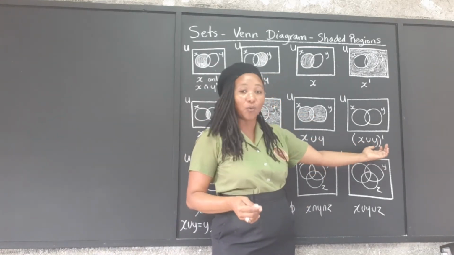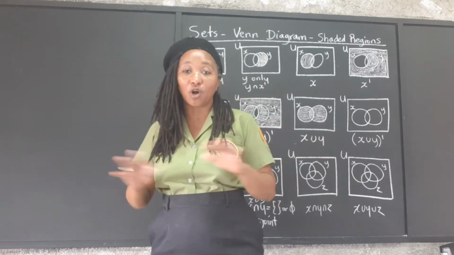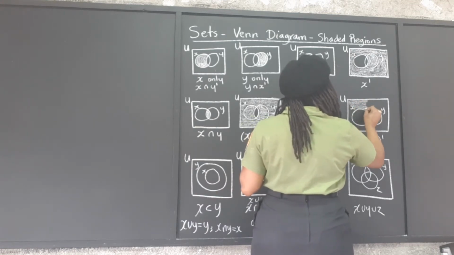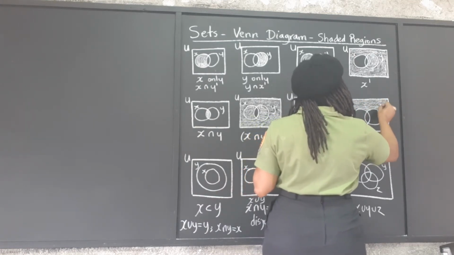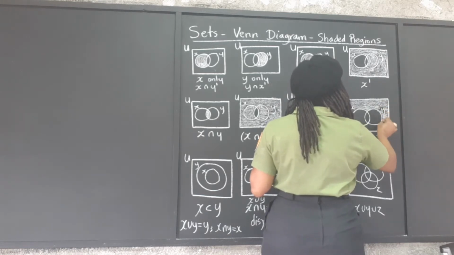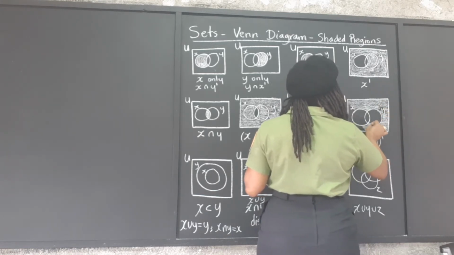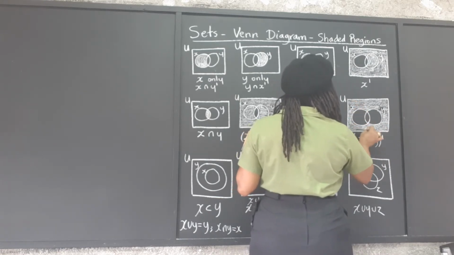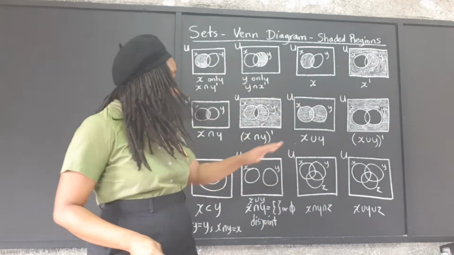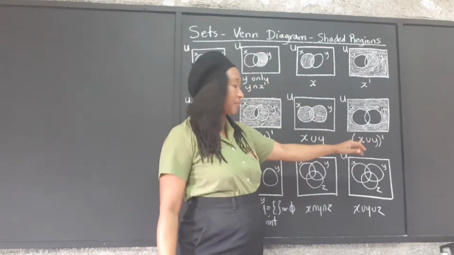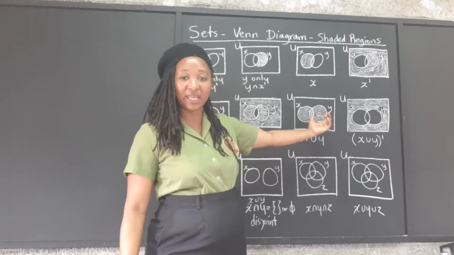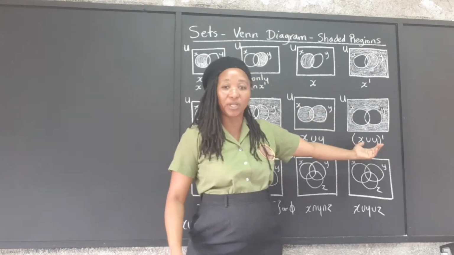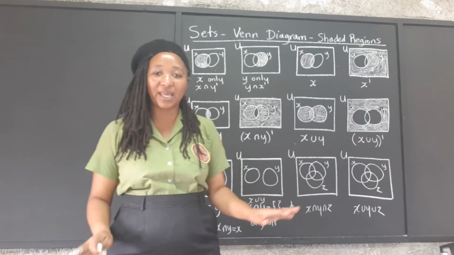Bracket X union Y complement. So what's not in X or Y? What's not in X or Y? So that's just on the outside here. Still in the universal set, but not in X and not in Y. The complement of X union Y. Okay? So these two are opposite then. X union Y, that's everything in X, everything in Y, including their intersection. X union Y complement, what's not in X, not in Y.